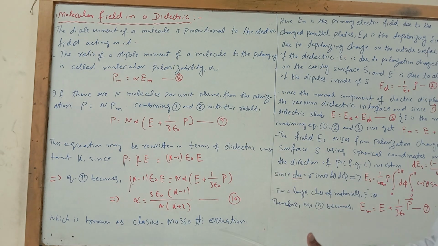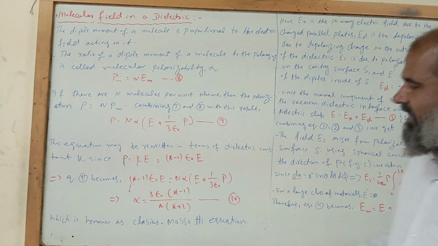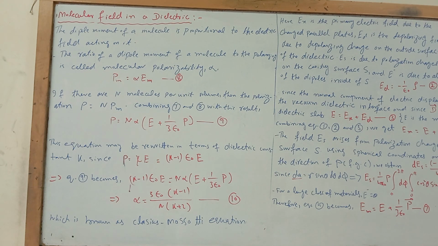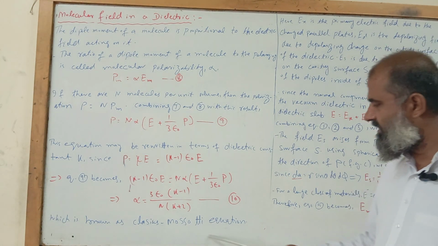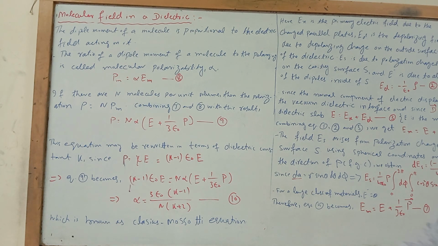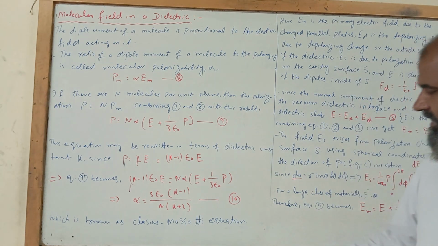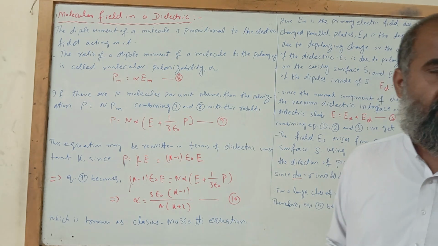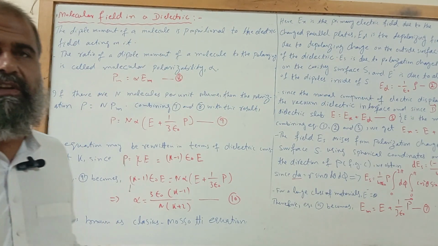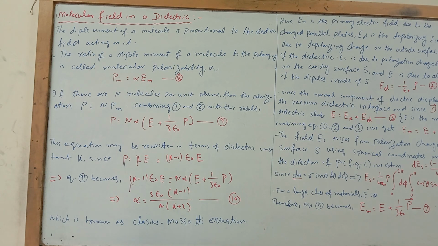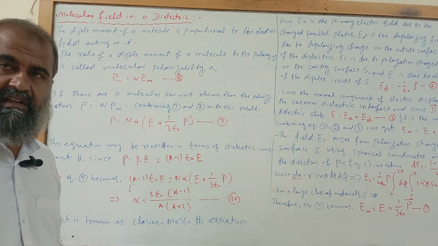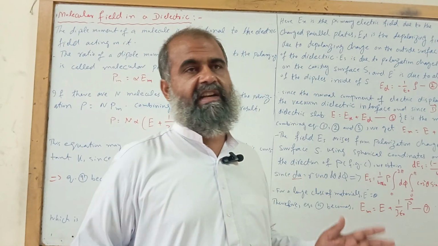If you rearrange this equation, you will get alpha is equal to 3 epsilon naught into K minus 1 over n into K plus 2. This will be our equation number 10 and is known as the Clausius-Mossotti equation. So this was our today's target, to discuss the molecular field in a dielectric and derive the Clausius-Mossotti equation. If you have any question regarding today's topic, you can ask me.